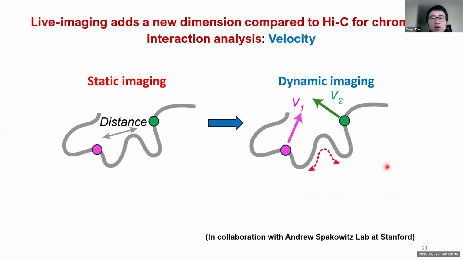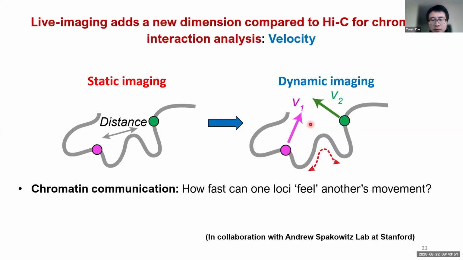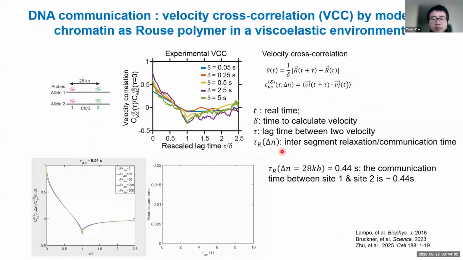And as I said, our method not only provides the distance as revealed by the static image. Because we have dynamic imaging, we can also add a new dimension, which is velocity, to characterize how loci correlate with each other. We wanted to know when one loci moves, how fast another loci can feel the movement of this loci, and we call this chromatin communication.